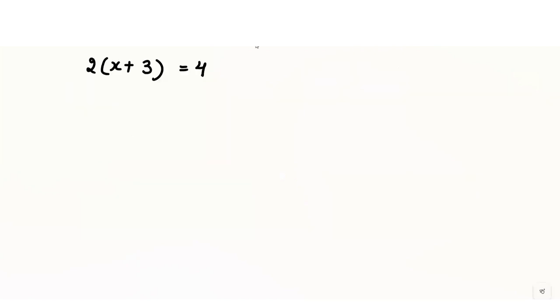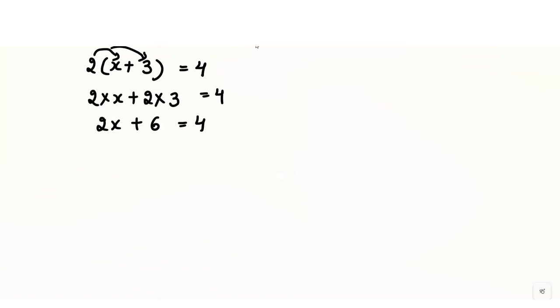In this question, first we have to solve the bracket. So 2 into x plus 2 into 3. So whenever we are going to open the bracket, what we need to do, whatever the number is there outside the bracket, we have to distribute that number to every number within the bracket, which is equals to 4. So 2 into x is 2x plus 2 into 3 is 6 is equals to 4.